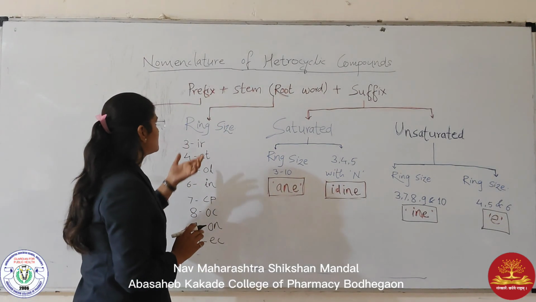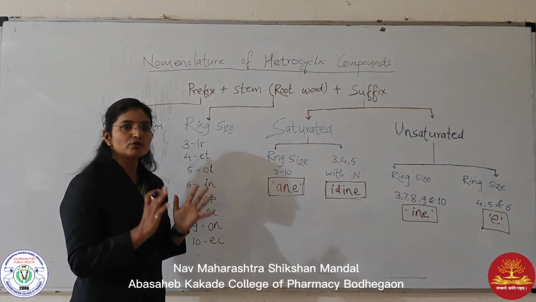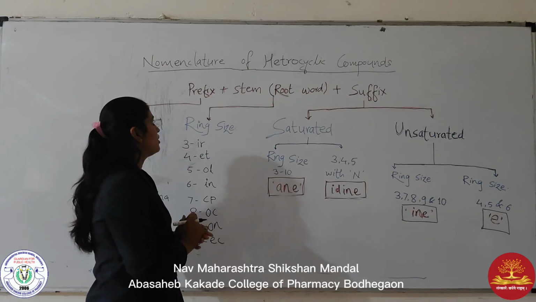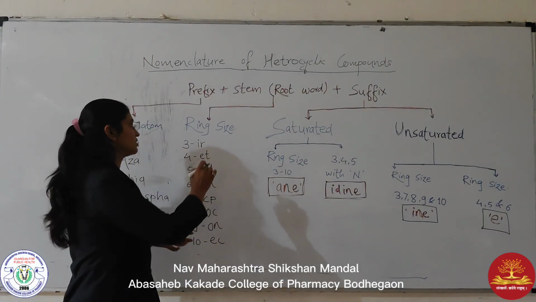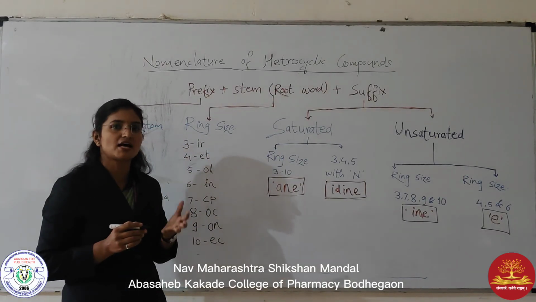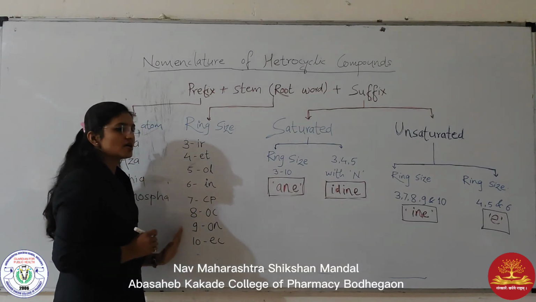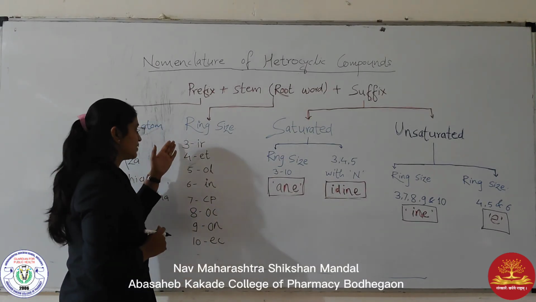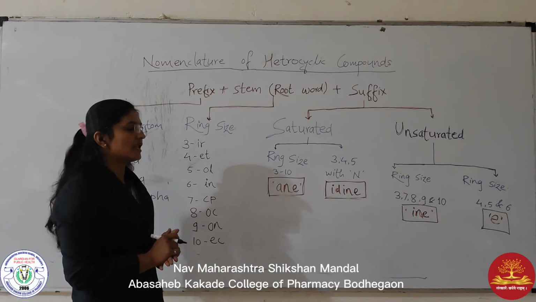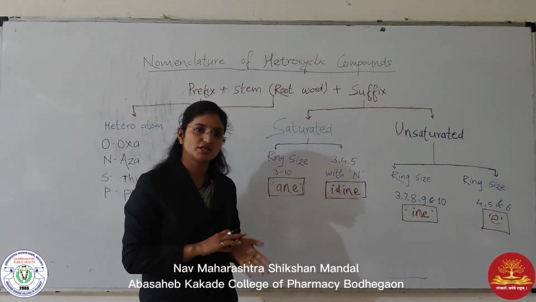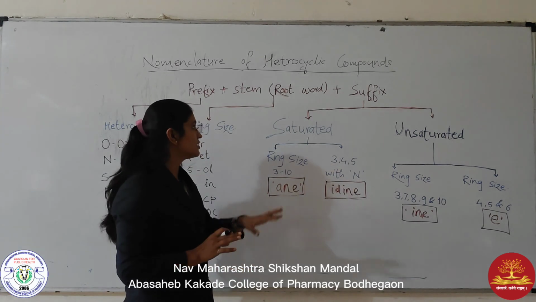The next component is the stem, meaning the root word of the heterocyclic compound. The root word totally depends on the ring size, meaning how many members are present in your ring. So these are the particular root words for the heterocyclic ring. Then the last one is the suffix. The suffix depends on the saturation, saturated ring or unsaturated ring.